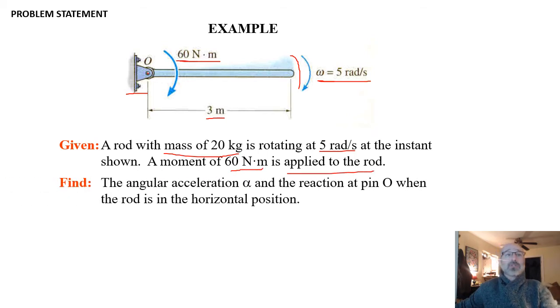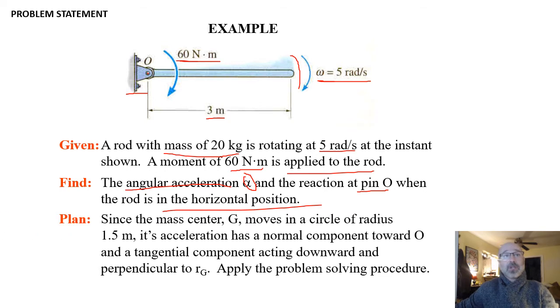Now, what are they asking us to solve for? They want us to find first our angular acceleration, our alpha term, and the reaction at pin O when the rod is at the horizontal position that we see in the diagram above. So what we want to do now is come up with a plan of attack.